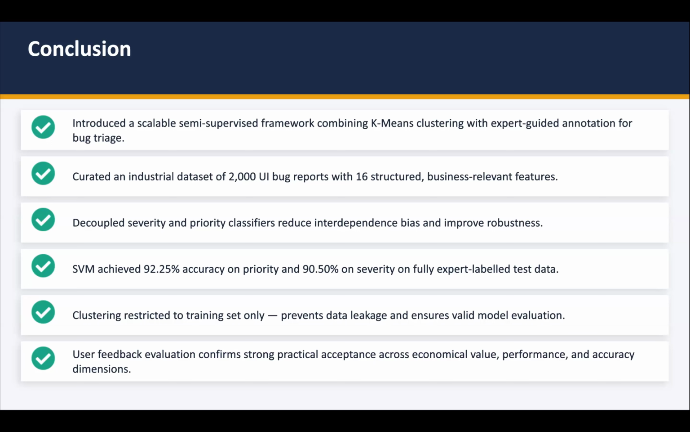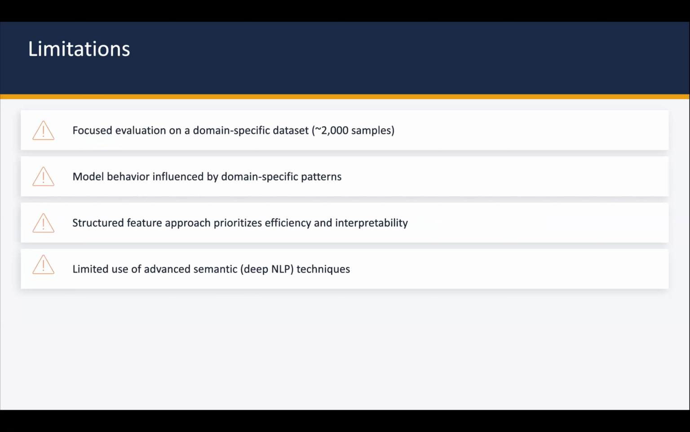And then the limitations. To be transparent, the dataset, while industrial, comes from a single domain. This means the model may not generalize directly to very different project types without retraining. We also prioritized interpretability and structured features over deep NLP techniques, which means there's headroom for improvement on unstructured text. So these are trade-offs we made deliberately, and they point directly to our future work.